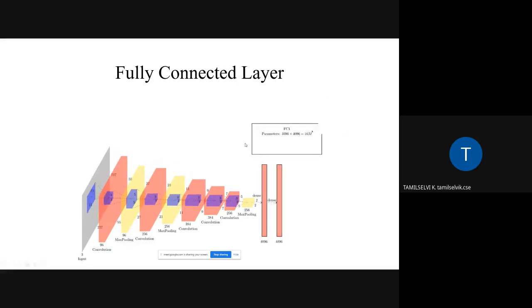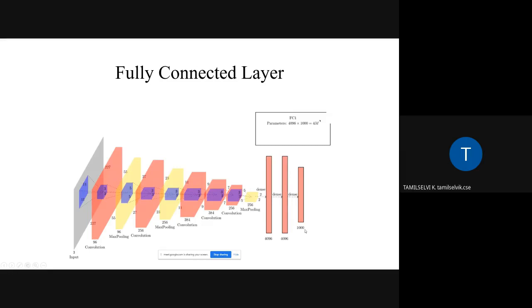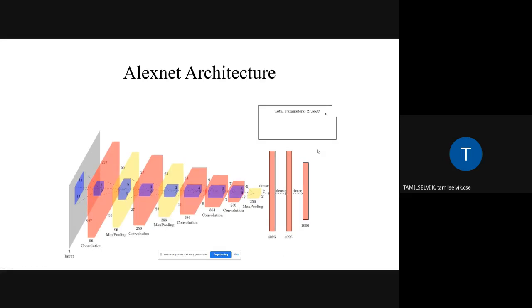Next you have another fully connected layer with 4096 neurons. So the total parameters is 4096 into 4096, which is 16 million parameters. Next, you have another layer that contains 1000 neurons. So the number of parameters is 4096 into 1000, that is 4 million parameters. So this is what the AlexNet architecture is. If you add all these things, you totally need 27.55 million parameters.